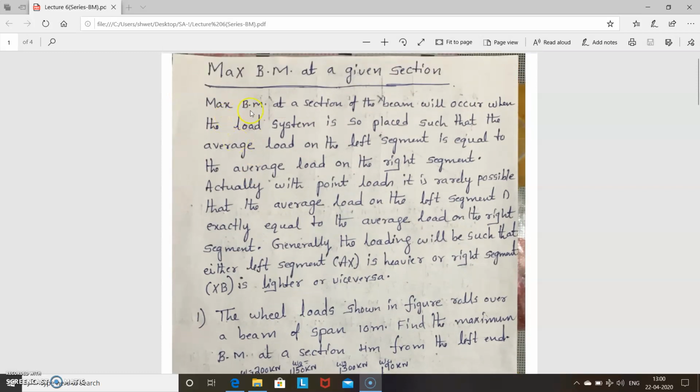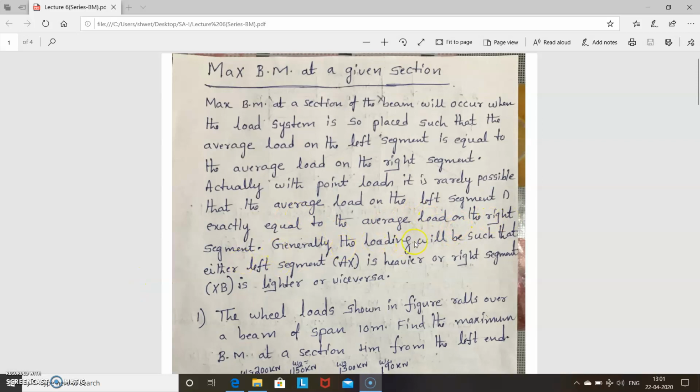Maximum bending moment at a section of the beam will occur when the load system is so placed that the average load on the left segment is equal to the average load on the right segment. Actually, with point loads it is rarely possible that the average load on the left segment is exactly equal to the average load on the right segment.